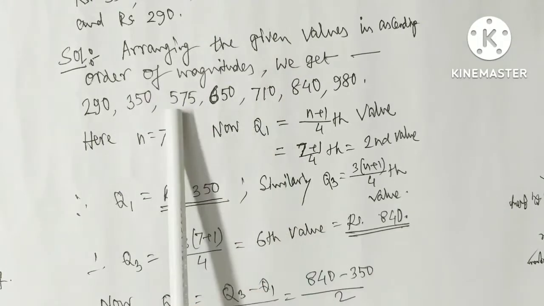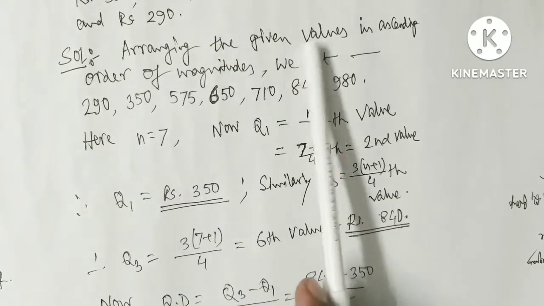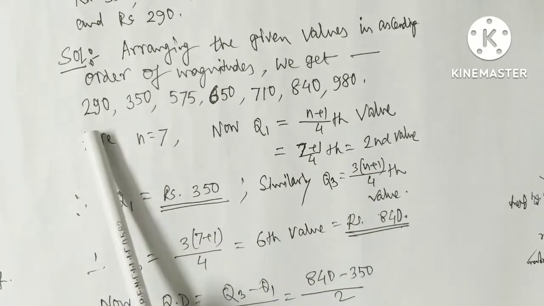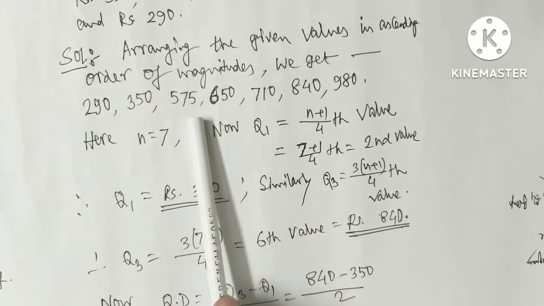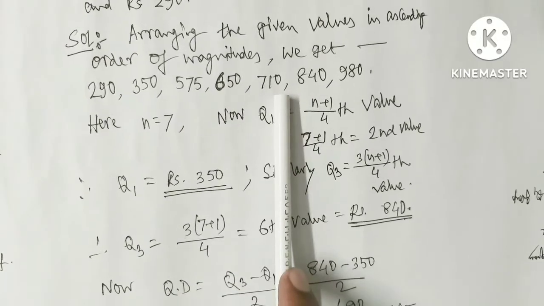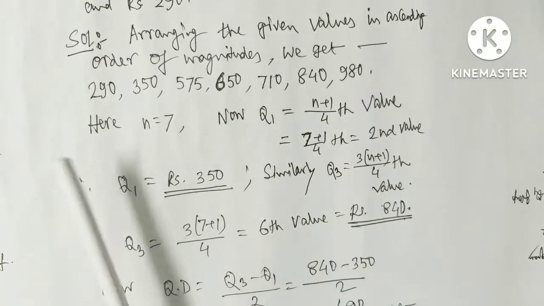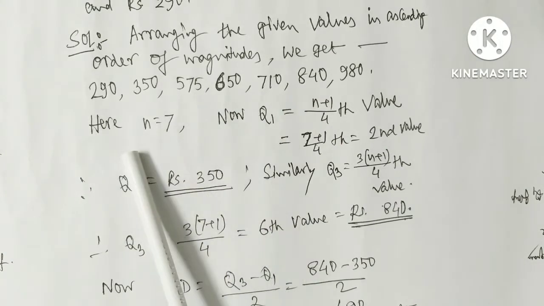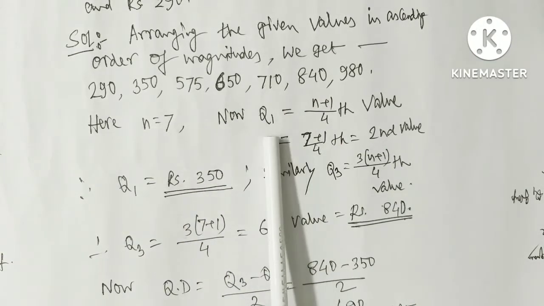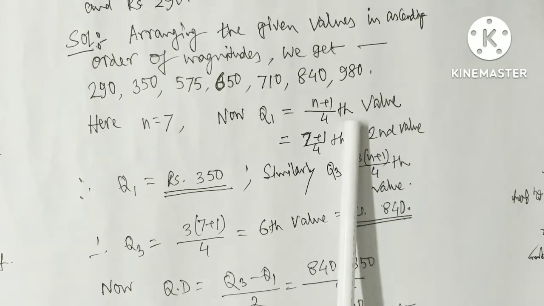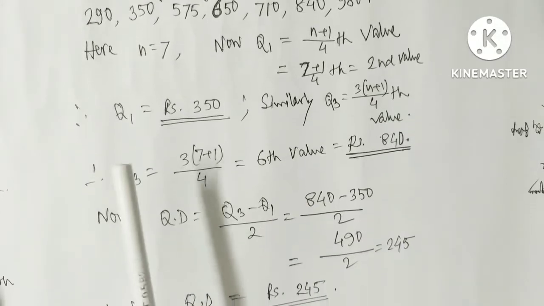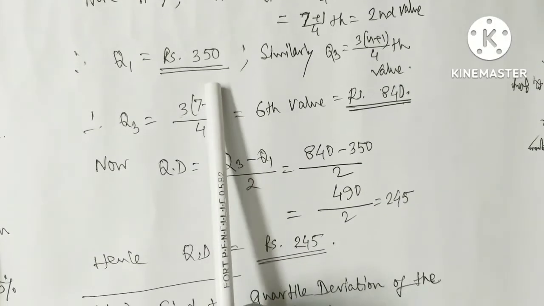For a simple series, arranging the given values in ascending order of magnitude, we get 290, 350, 575, 650, 710, 840, 980. Here n equals 7, the number of observations. Now quartile 1 equals the (n plus 1) by 4th value, that is (7 plus 1) by 4th value, that is the second value. Quartile 1 equals rupees 350.